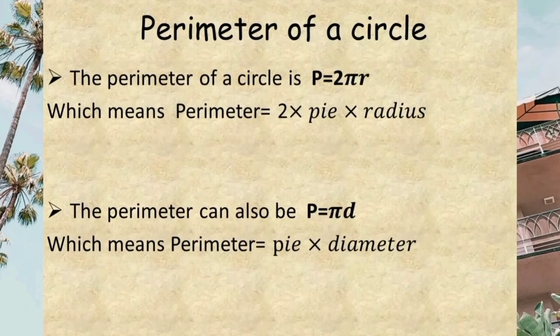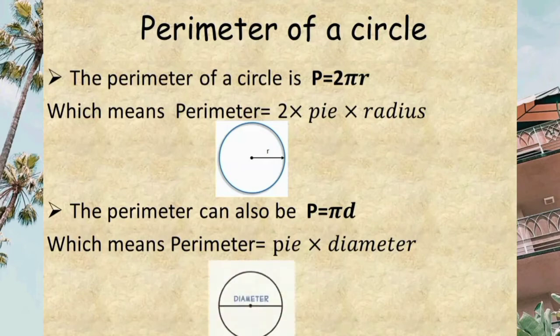The perimeter of a circle is equal to 2 pi r, which means perimeter is equal to 2 times pi times radius. Below we see an example of the radius of a circle. The radius of a circle is half of its diameter. The perimeter of a circle can also be pi d, which means perimeter is equal to pi times diameter. Below is an example of the diameter of a circle.